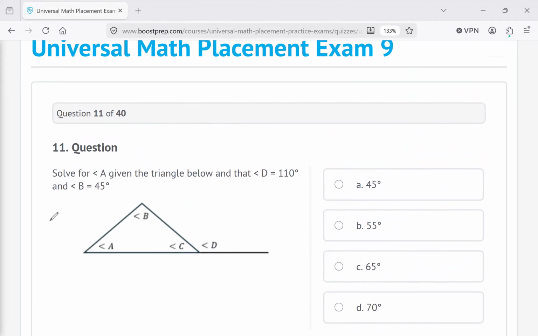Question 11. Solve for A. Given the triangle below, angle D right here is 110 degrees, and angle B is 45. You've got to solve for A, so you've got to find angle A.